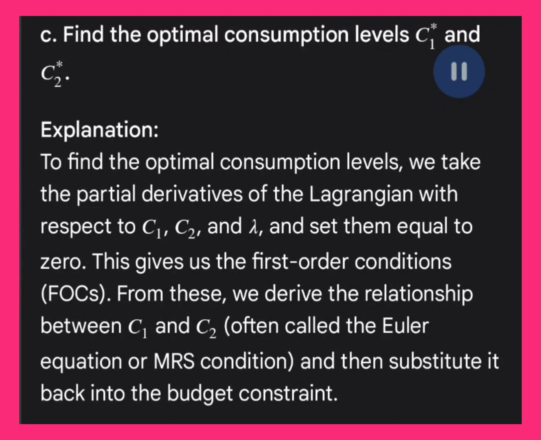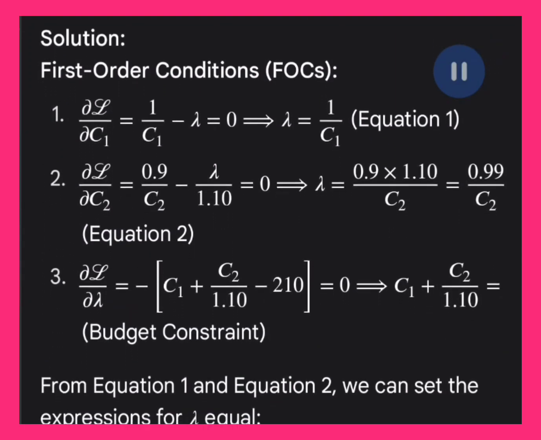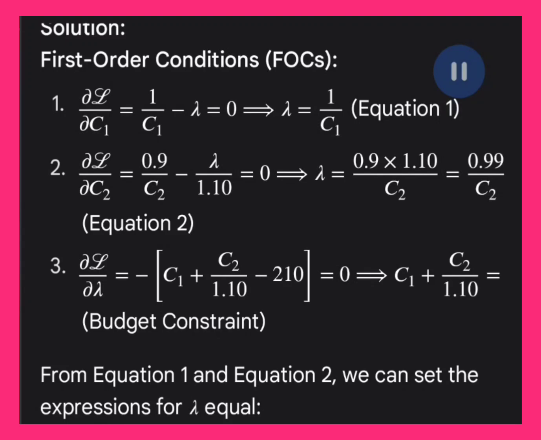1. Partial L over partial C_1 equals 1 over C_1 minus lambda equals 0, which implies lambda equals 1 over C_1. Equation 1. 2. Partial L over partial C_2 equals 0.9 over C_2 minus lambda over 1.10 equals 0, which implies lambda equals 0.9 times 1.10 over C_2, equals 0.99 over C_2.